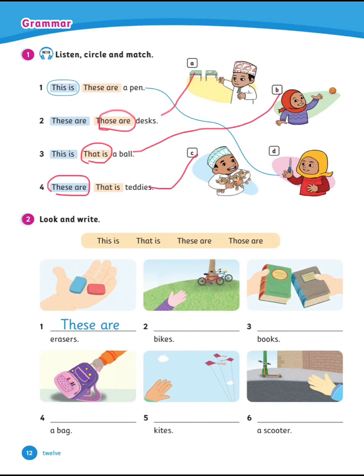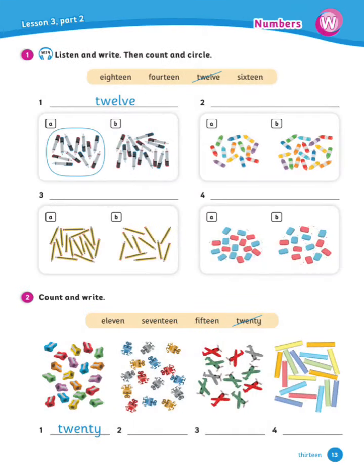Exercise number 2. Look and write. Look at these pictures. Complete the sentence using the words in the box above. Number 1 is done for you. These are erasers. Number 2. Those are bikes. Number 3. These are books. Number 4. This is a bag. Number 5. Those are kites. Number 6. That is a scooter.